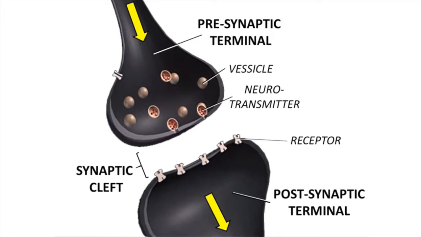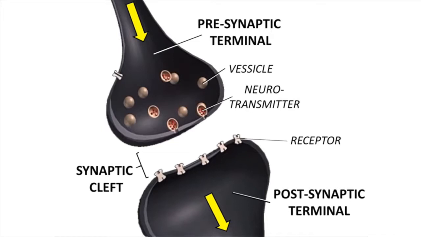Now, the small empty gap between the two neurons is called the synaptic cleft, and it's here where the neurotransmitters that allow neurons to communicate must flow across. And finally, we have the postsynaptic terminal. That's the name given to the dendrite of the second neuron. This is where information enters that second neuron. Now, lining the postsynaptic terminal are a number of structures called receptors.